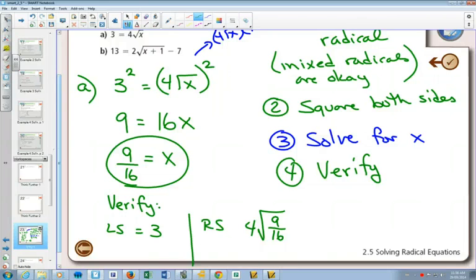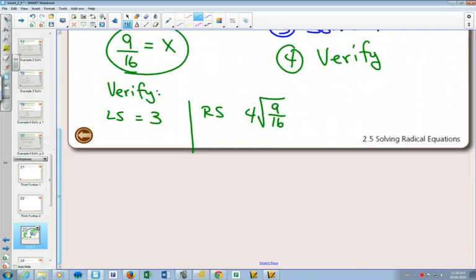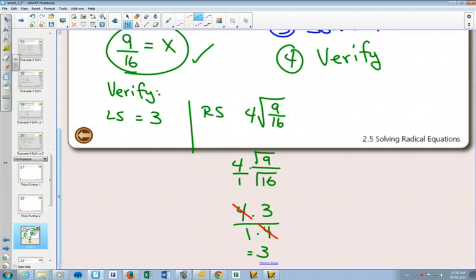So we're going to have to do some mental math, some solving here, some evaluating. You know that square root of 9 over 16 is the same as square root of 9 over square root of 16, and 4 is like 4 over 1. On the top, I would have 4 times 3. On the bottom, I'd have 1 times 4. Maybe you can see that the 4s would simplify, and we get 3. So we have verified, check mark. Since the left side equals the right side, this is the real answer. It's not a fake answer.